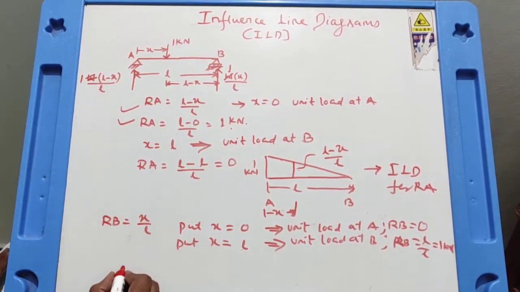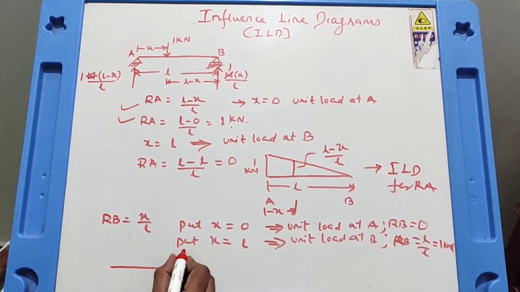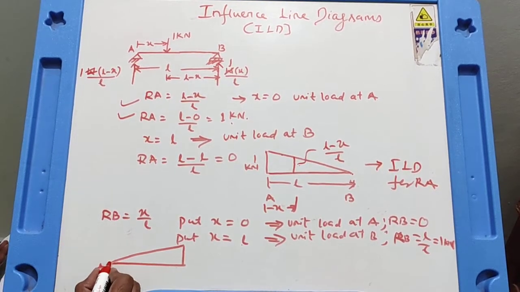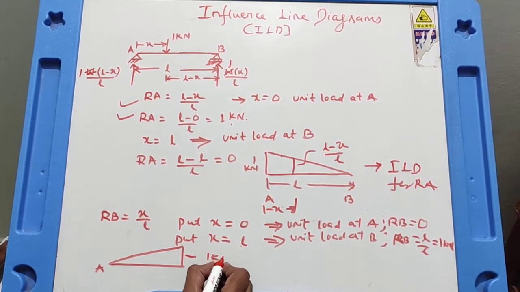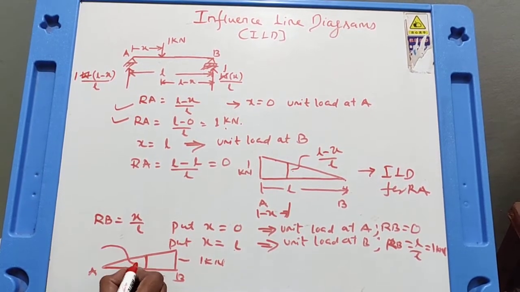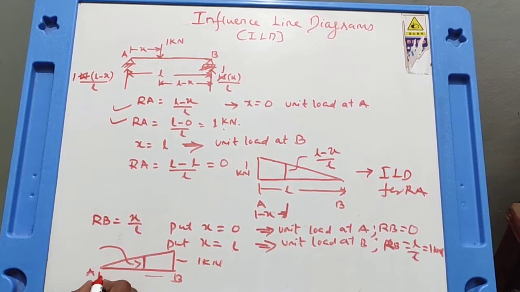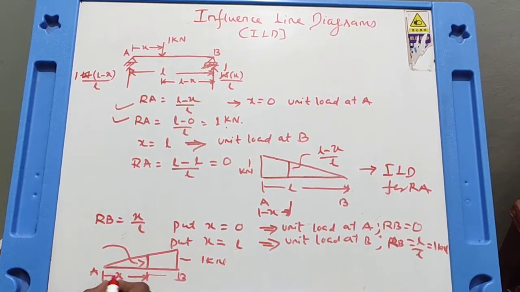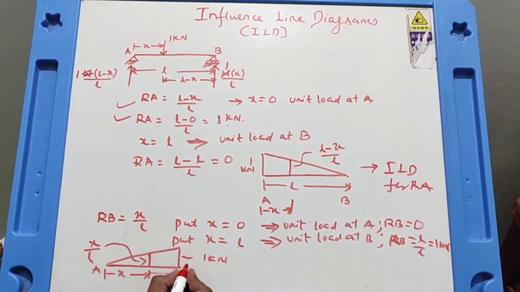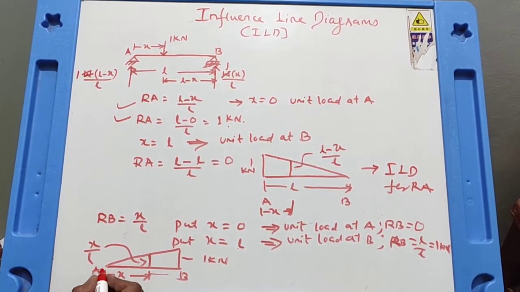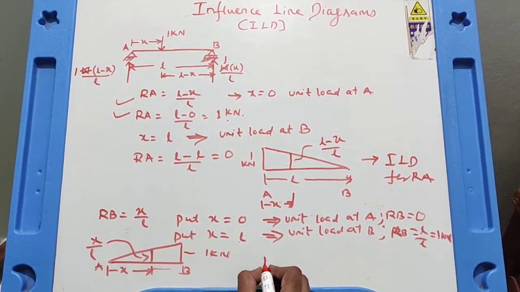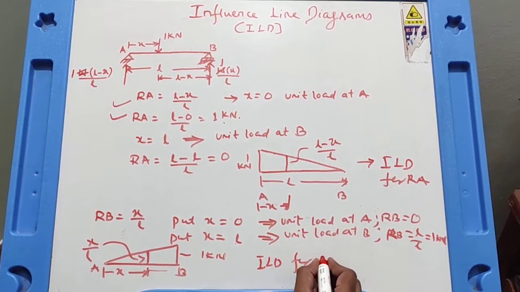So reaction at B varies from 0 to 1 kilonewton when the unit load moves from A to B. When you plot, you are going to get a figure like this, exactly reverse. 0 here when the unit load is at A, and 1 kilonewton here when the unit load is at B. And in between, what is that reaction? That reaction in between, where the unit load is at a distance x from A, is given by the formula x by L. And this diagram again gives the influence of the unit load over reaction B, so it is called the influence line diagram for reaction at B.